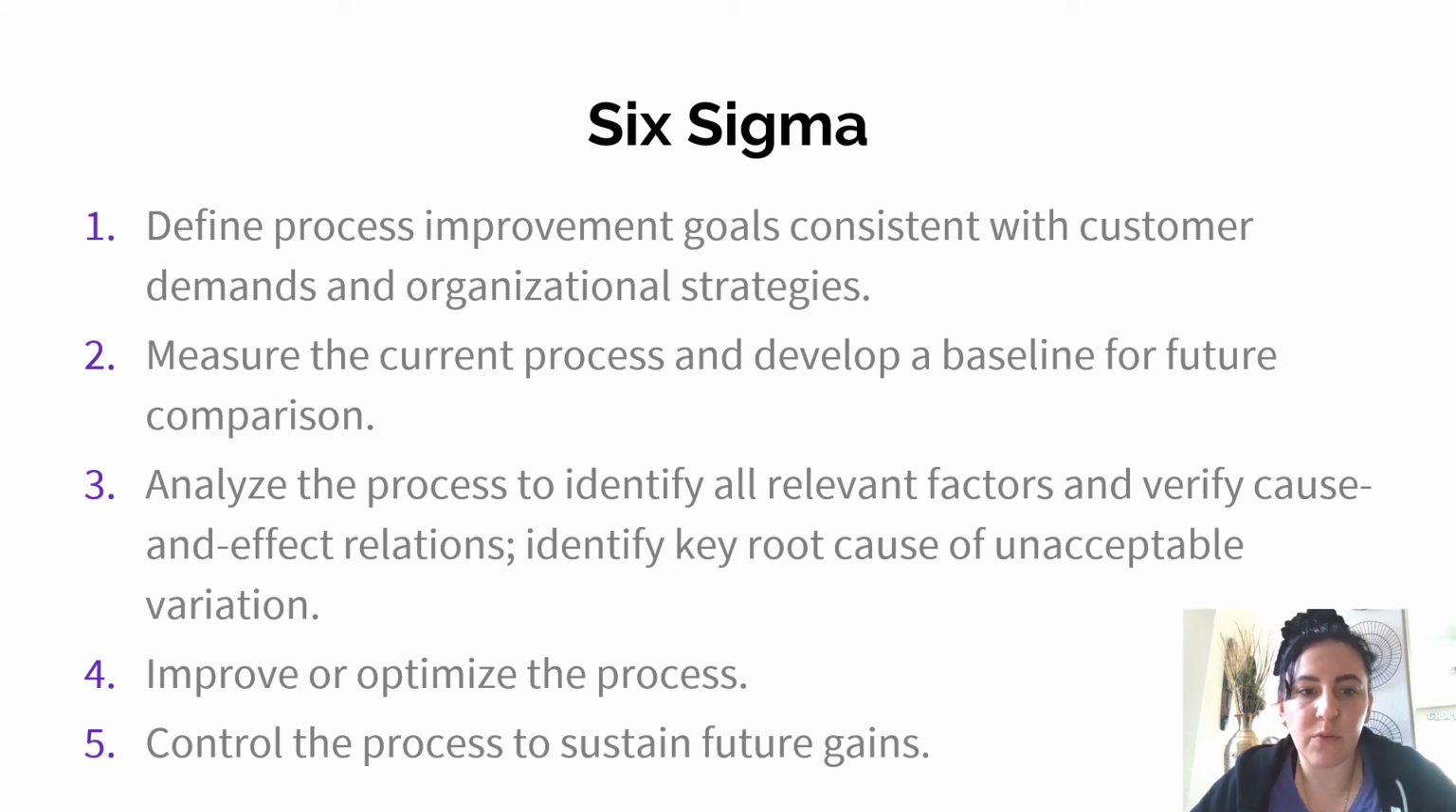Then, number 4, improve or optimize the process. Depending on what you figured out in step 3, you can figure out if you need to move forward or if you need to keep things going the way that they are. Number 5, control the process to sustain future gains.